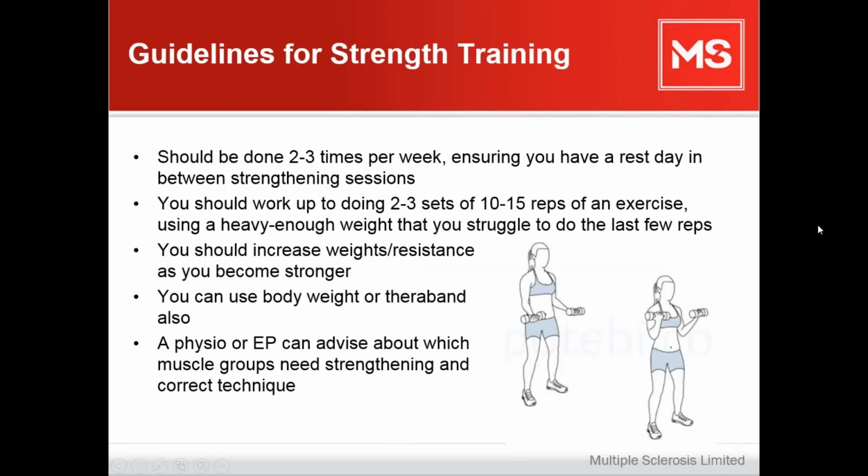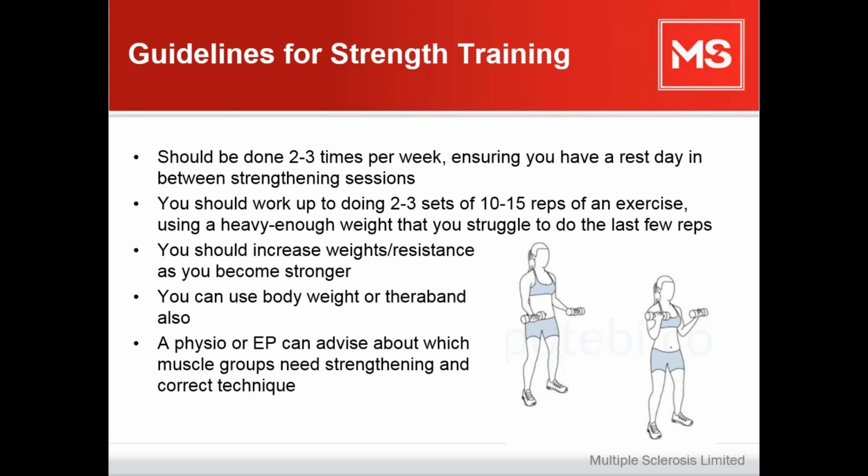So I did talk about strengthening the opposing muscles, and any muscles really that have weakness in them is a good idea. So just some guidelines for strength training. Generally strength training should be done, say, 2 to 3 times a week, and making sure you have a rest day in between strengthening sessions because your muscles need to recover in between sessions. You should work up to doing about 2 to 3 sets of 10 to 15 reps of an exercise, and you should be using a heavy enough weight that you struggle to do the last few reps.